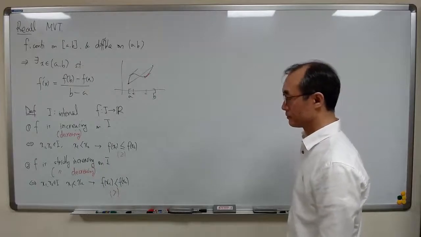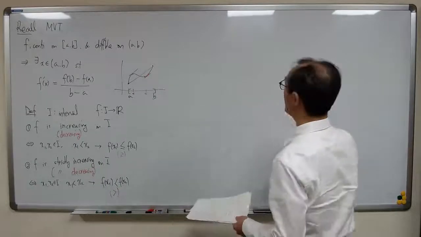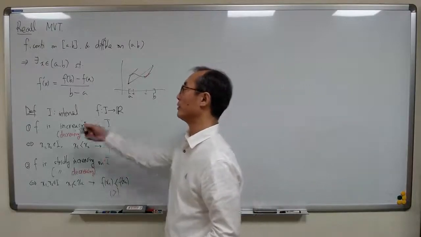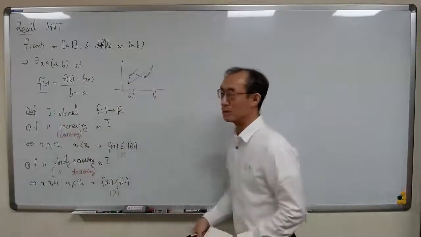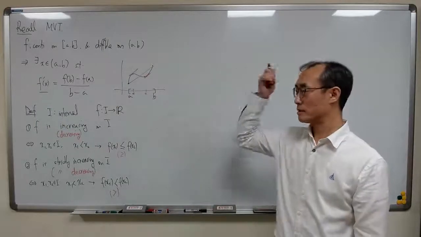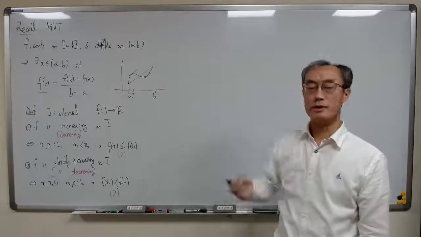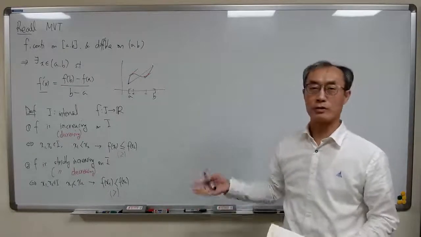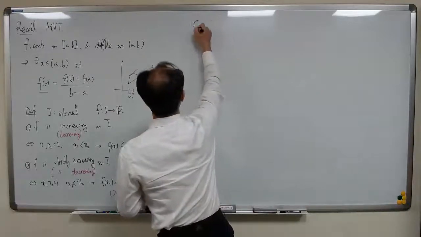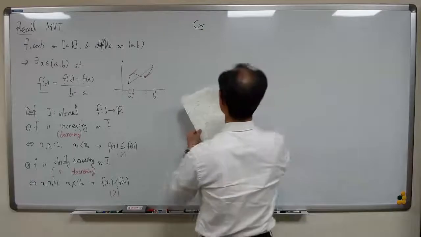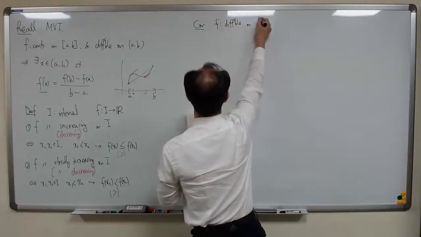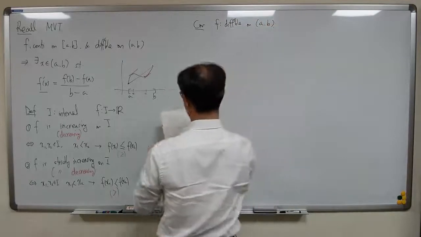Okay, and the derivative tells us the instantaneous rate of change, or the slope of the tangent line, that determines whether the function increases or decreases. So as a corollary of the mean value theorem, suppose we have a differentiable function on an open interval.